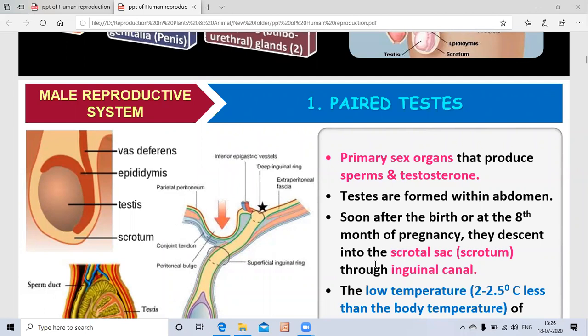After the formation of the zygote, the embryo develops, and around the 8th to 9th month of pregnancy, the testes descend into the scrotal sac, the scrotum.